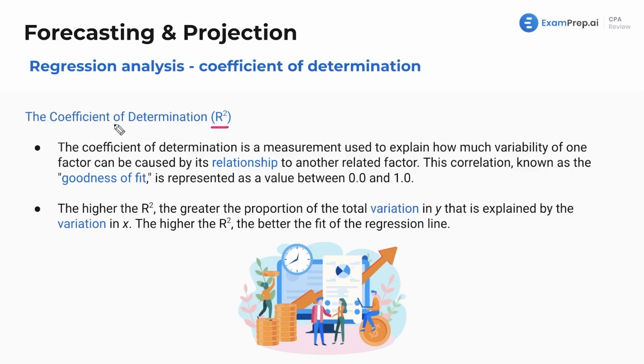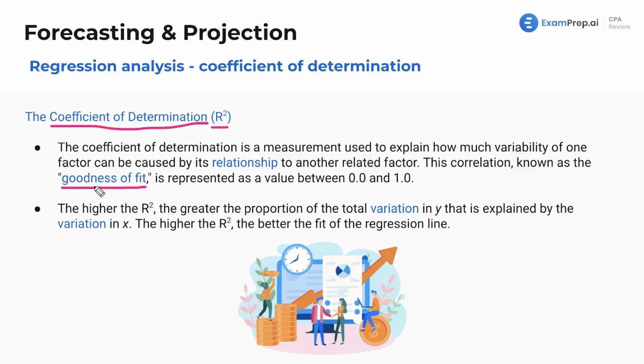So the coefficient of determination is a measurement used to explain how much variability of one factor can be caused by its relationship to another factor. You'll see here, it's known as the goodness of fit. Sounds a little interesting, right? Is it correct grammar, the goodness of fit? This is just a textbook. I actually remember this from college. So memorize: coefficient of determination equals r squared, which equals goodness of fit. It's all the same thing.